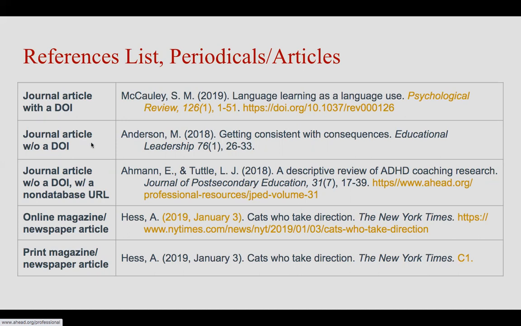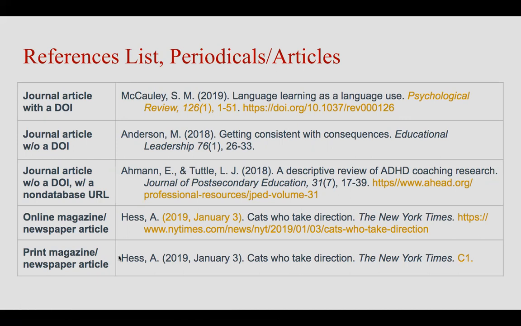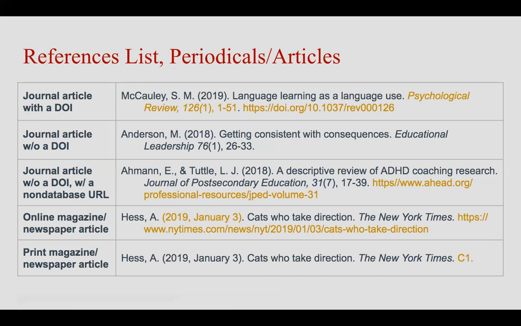Here in the second example, you have a journal article that does not have a DOI. So maybe this is a print journal article, for example. It looks pretty much the same as the one above, except it ends with the page range and doesn't include the DOI. If you have a journal article without a DOI, but it does have a non-database URL, that means you didn't necessarily get it out of a library database, you found it just online, Google searching or something like that, then you could put the URL instead of the DOI. So this is what that could look like.